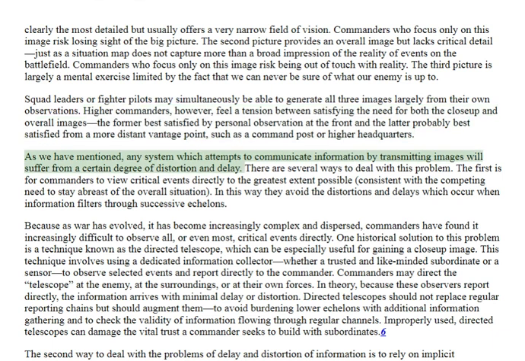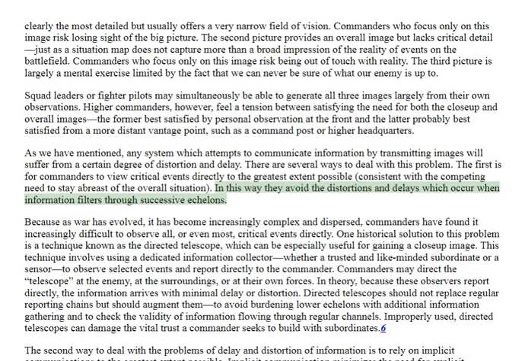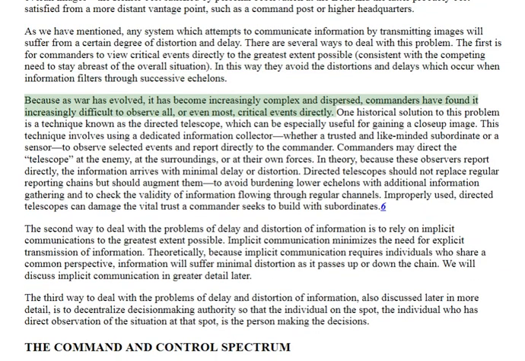As we have mentioned, any system which attempts to communicate information by transmitting images will suffer from a certain degree of distortion and delay. There are several ways to deal with this problem. The first is for commanders to view critical events directly to the greatest extent possible, consistent with the competing need to stay abreast of the overall situation. In this way they avoid the distortions and delays which occur when information filters through successive echelons. Because as war has evolved, it has become increasingly complex and dispersed, commanders have found it increasingly difficult to observe all, or even most, critical events directly.